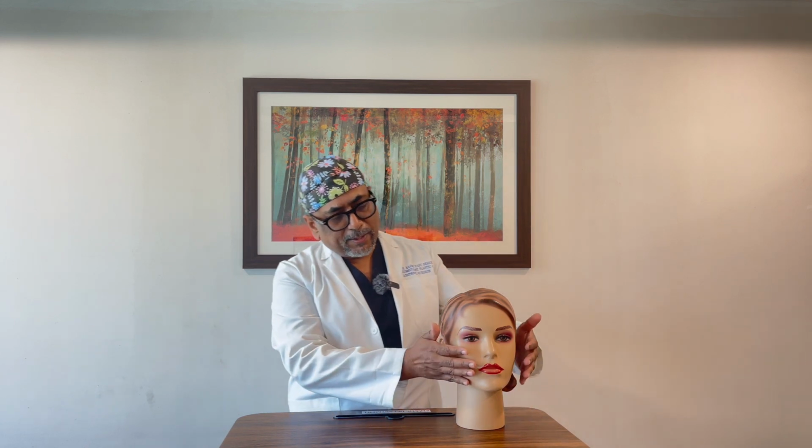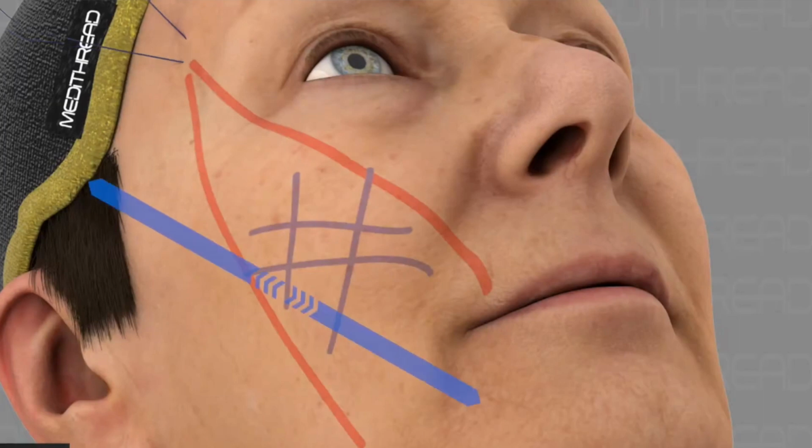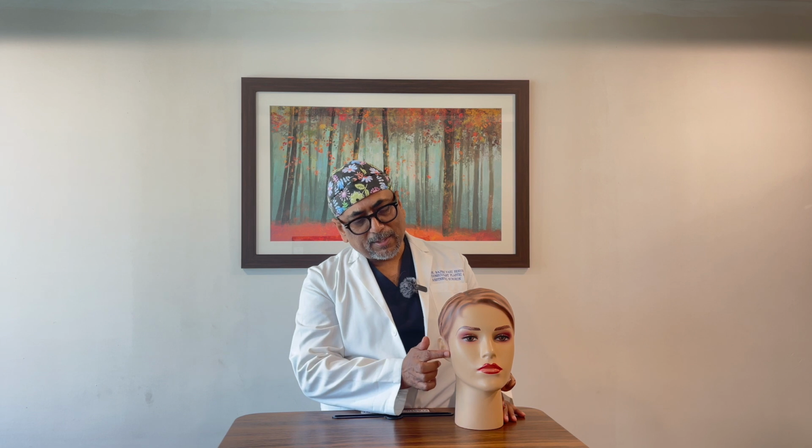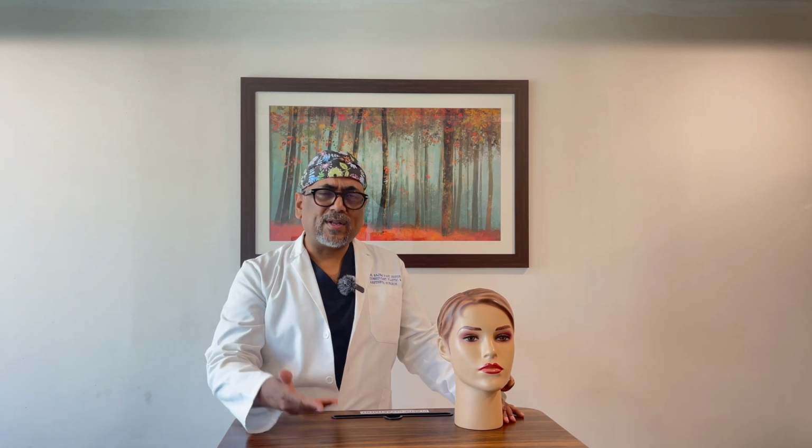Once we pass the threads, the extra edges are pulled and cut flush with the skin so that there's no prominence of the threads or jutting out of the threads through the hole that we've made. Usually the procedure is done under local anesthesia, and it gets done in half an hour, and there are really no problems with the procedure.